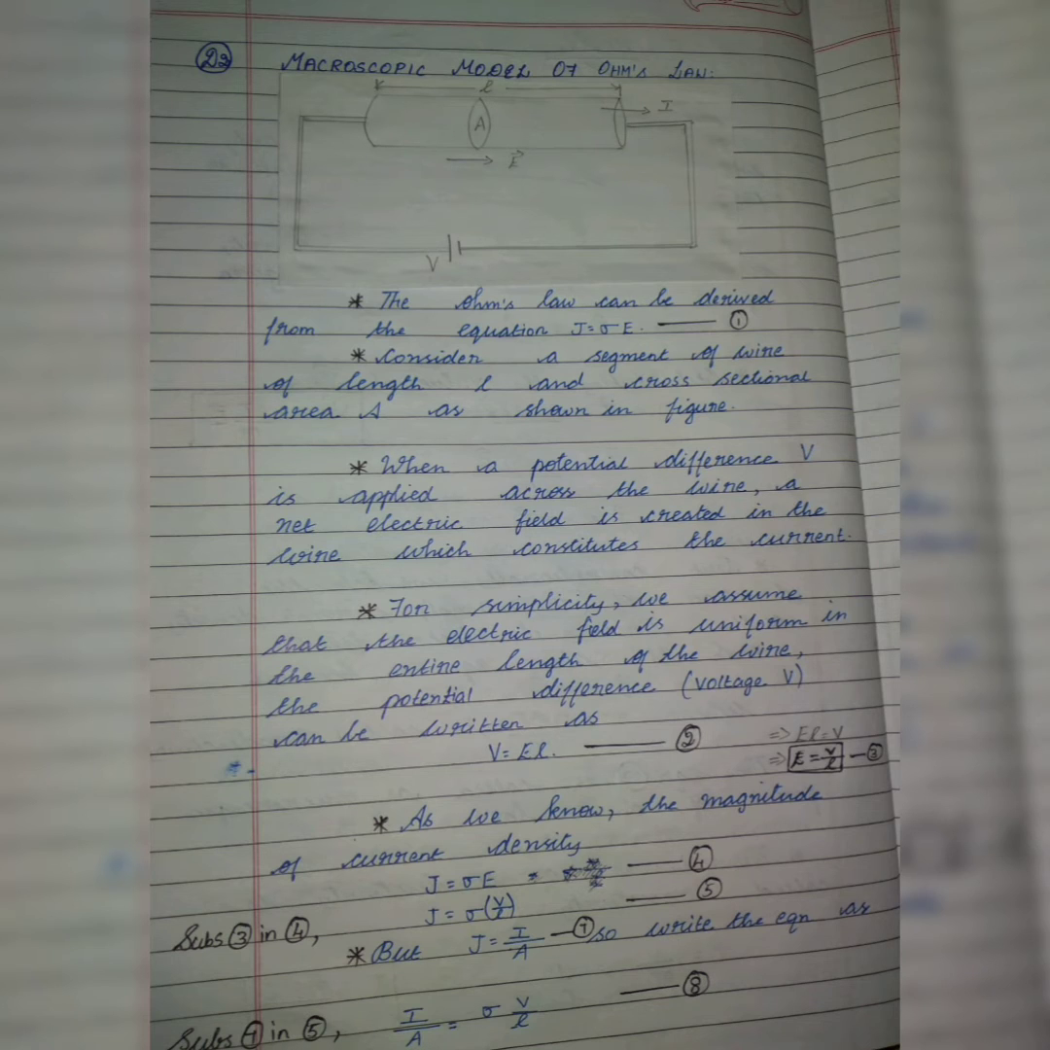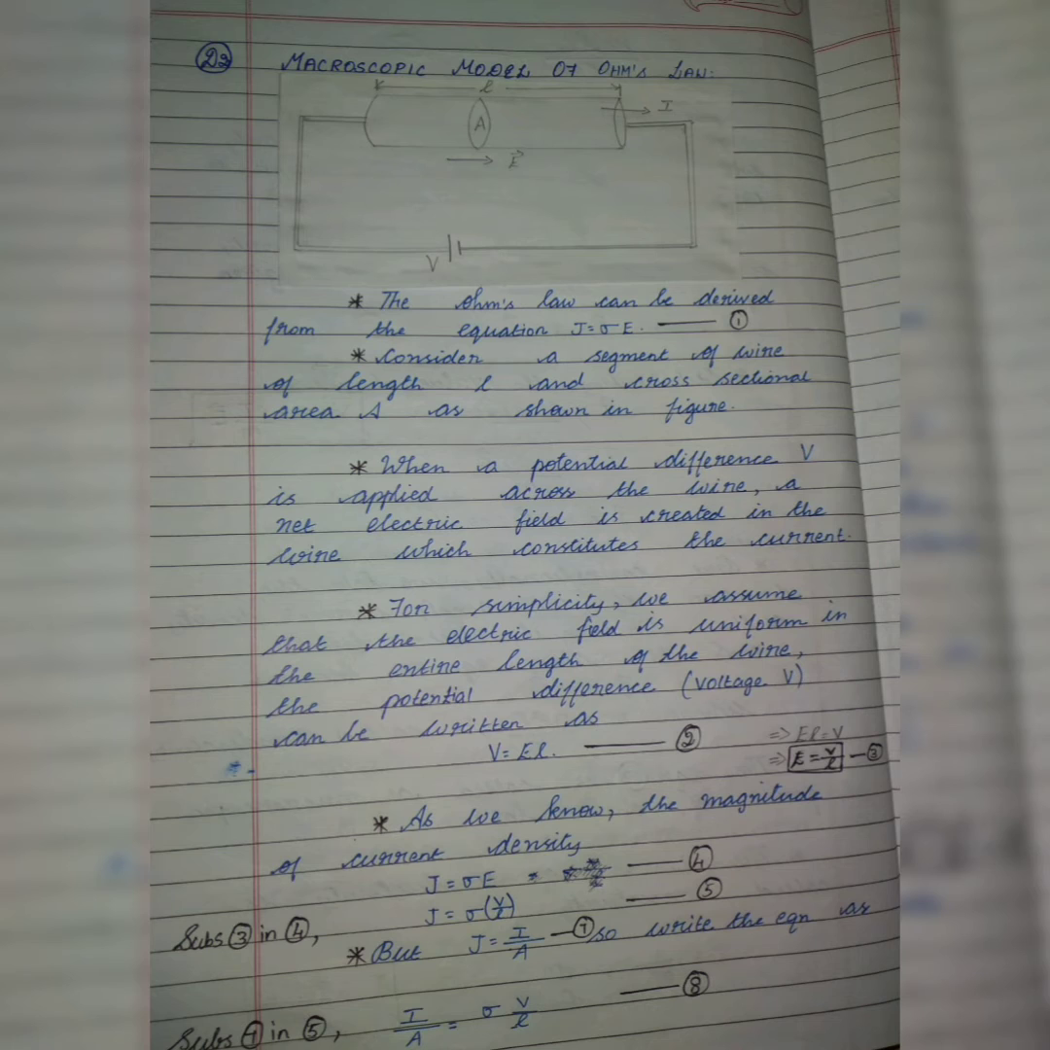Then we have to assume that the electric field is uniform in the entire length of the wire. We make an assumption that this electric field is uniform throughout the entire length of the wire. If it is uniform, then the potential difference, the voltage, we can write as V is equal to E into L. V is equal to E into L. Let us consider this as equation number 2.